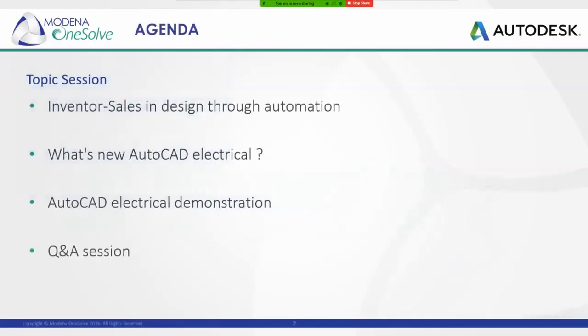The topics for today's session will be focused on sales and design. We will first look at how Inventor can be leveraged to improve sales opportunities through design automation. This will include an overview of all the design automation aspects the software has to offer. Then we'll take a quick look at some of the new features AutoCAD Electrical has to offer with this year's release, followed by a demonstration of AutoCAD Electrical using the application to assist in producing a BOM for quoting. To end off, we'll have a short Q&A session.